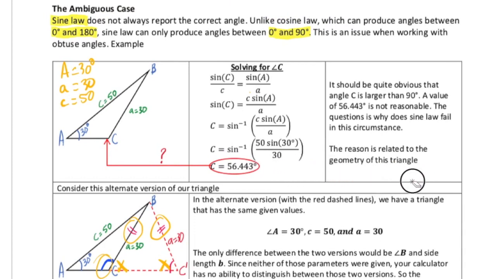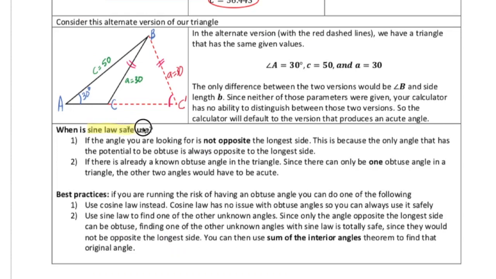All right, first of all, let's talk about when sine law is safe. Sine law is safe to use when the angle you are looking for is not opposite the longest side. The only angle that has the potential to be obtuse is the one that is opposite the longest side. So if the angle that you're looking for is not opposite the longest side, you're totally good.